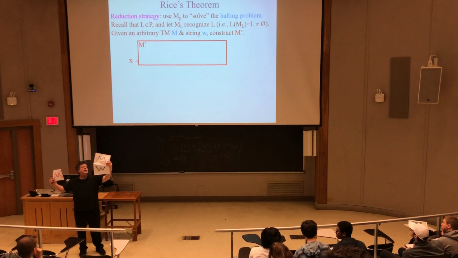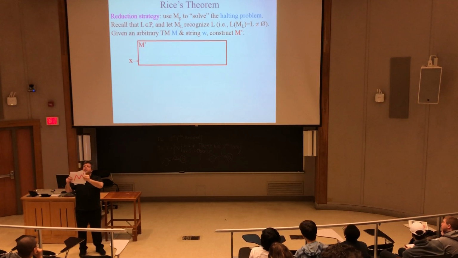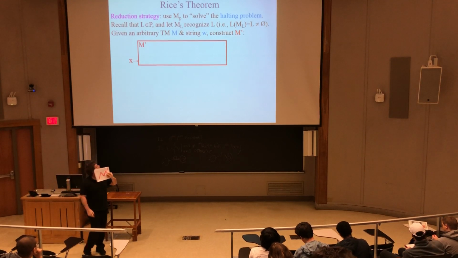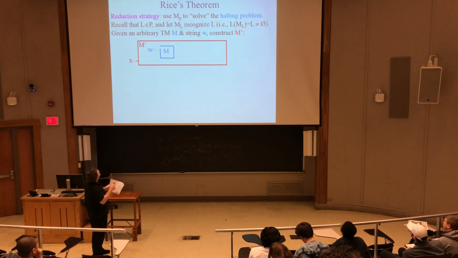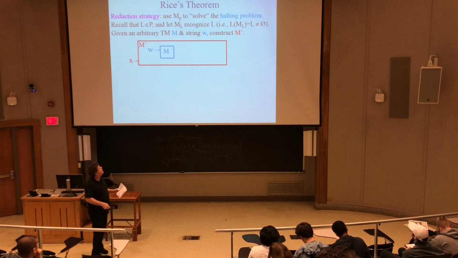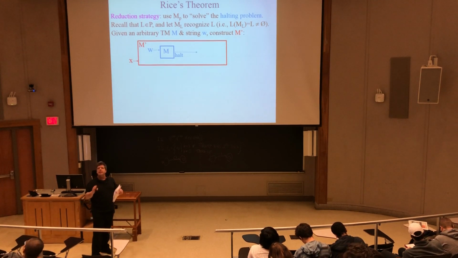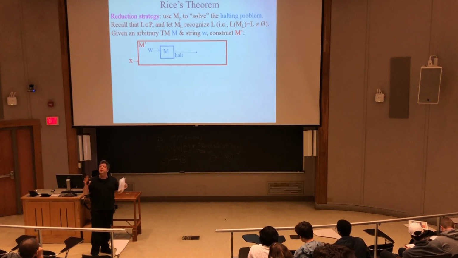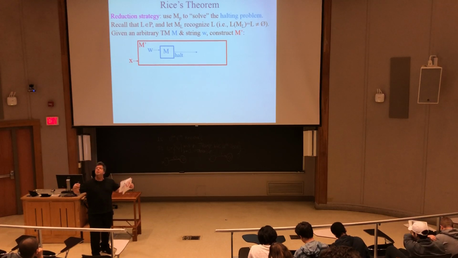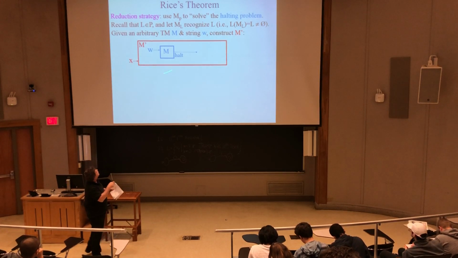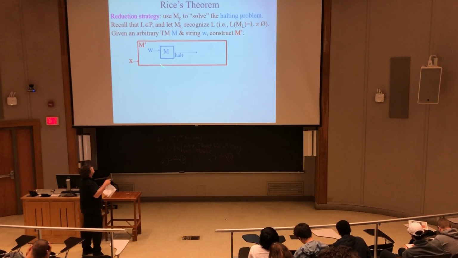We're going to hardwire the M and the W into the finite control, into the constants of this program M prime, such that M prime will simulate M on W. So there is a simulation going on of M and W inside M prime. We're not running M prime. Again, I'm emphasizing one more time that we're not running M prime. We're constructing it, so that if it ran, this is what it would do: simulate M and W internally.